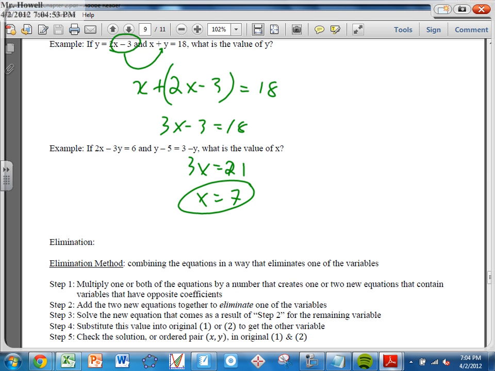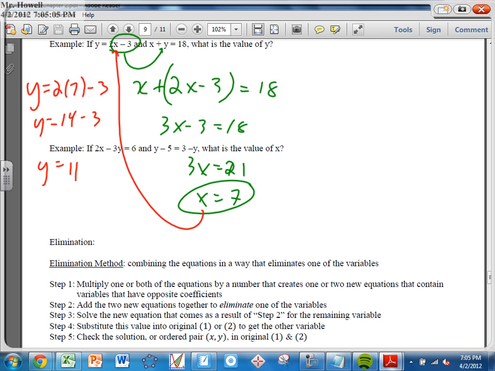Well, you can go and plug this back in now. Plug in the 7, back up there for x. You're going to get y equals 2 by 7 minus 3. 14 minus 3 is 11. So you can do it that way, and that's fine. Solve for y, you get y equals 11.